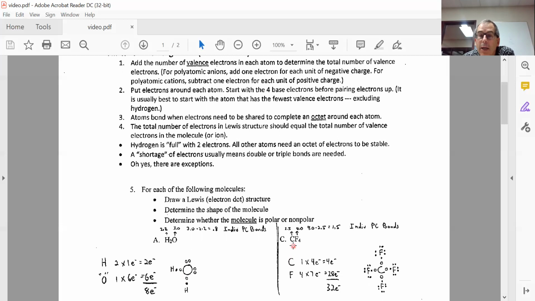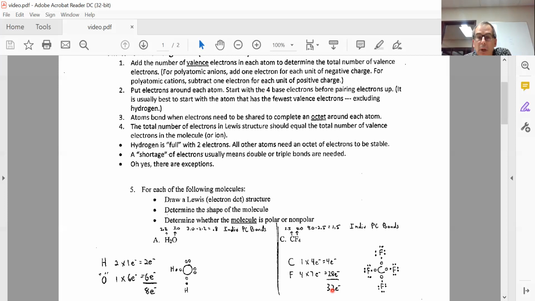For CF4, I do it similarly, except I have 4 valence electrons in carbon. I have 1 of those for a total of 4. I have 4 fluorine atoms, each one with 7 valence electrons. 4 times 7 is 28. So I add the 28 valence electrons from fluorine to the 4 from carbon, and I get 32 valence electrons. That's what I should have in my structure.